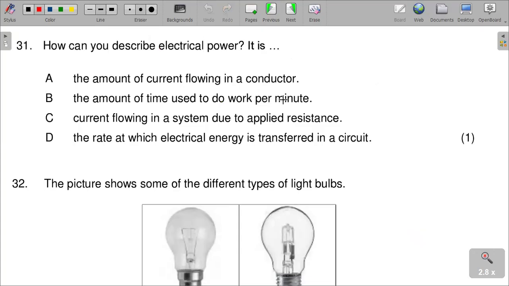How can you describe electrical power? Electrical power is the rate at which electrical energy is transferred in a circuit, which is to say that D is sounding very correct.